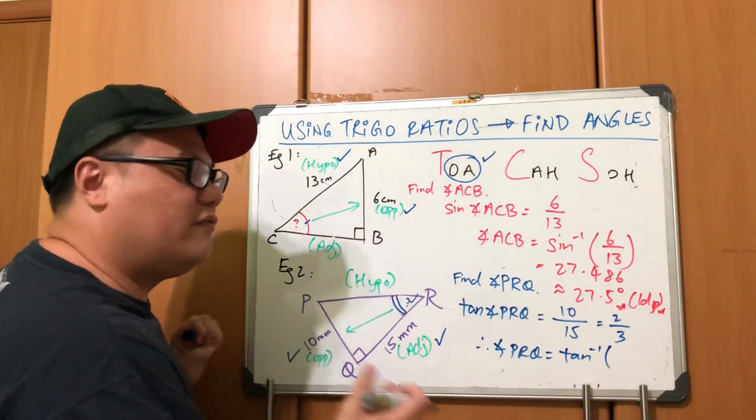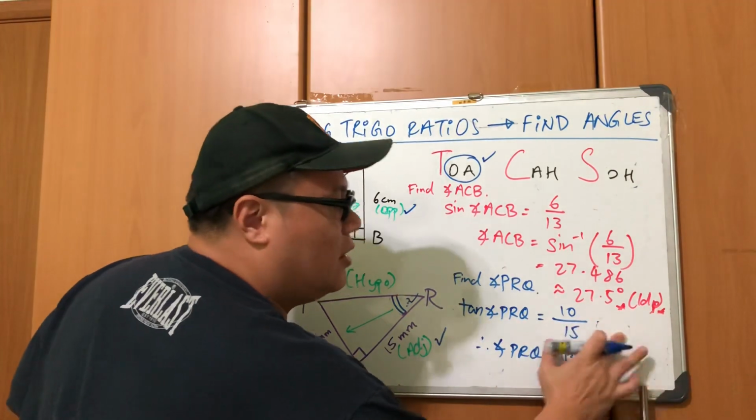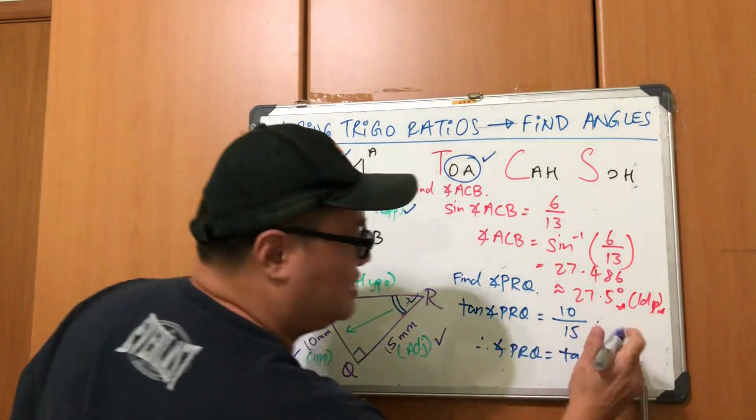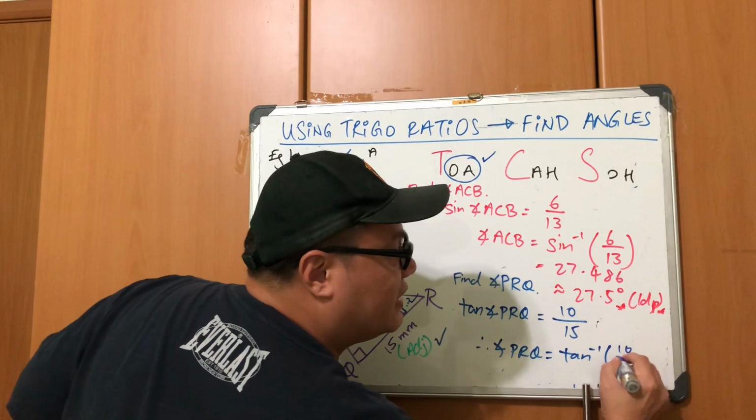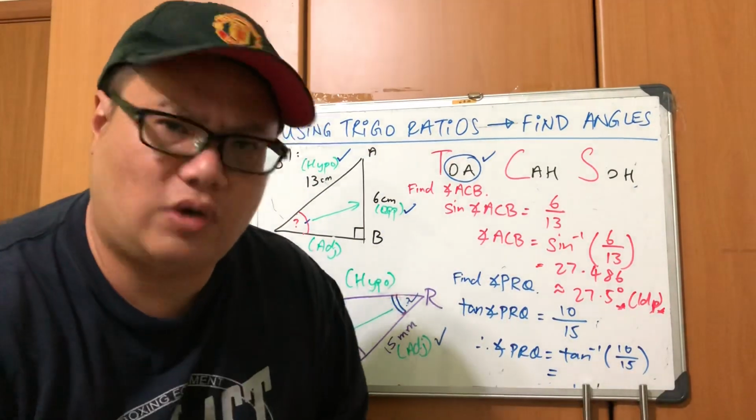But let's say some of you are not very confident, Mr. Ng. What if I don't know how to simplify this? Don't worry, then don't write 2 over 3. Just simply write tangent inverse 10 over 15. Let the calculator do all the work for you. So how do you punch this?